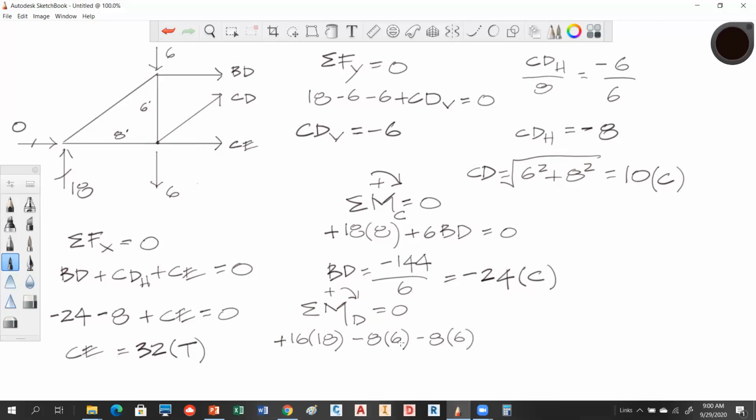We could have also combined those in 8 times 12 and done it in one. And then the last one we have here is CE, which is tending to turn it negatively. So that would be a negative 6 CE, and that has to be equal to 0. So this moment, if I've done everything right, better equal 32, and it should be a positive 32. Let's see what happens.